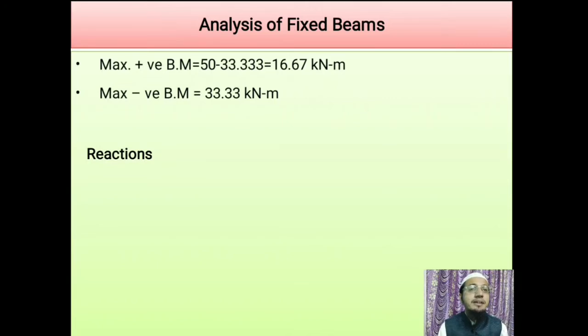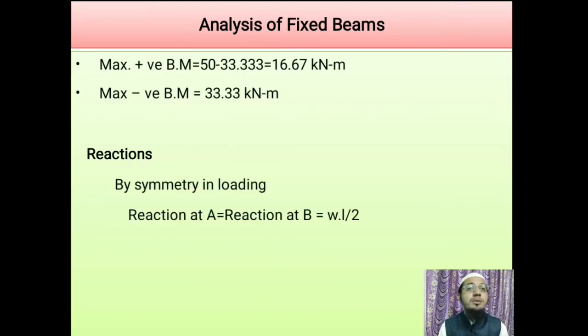So what about the reaction? Again, due to symmetry, the support reactions will be equal, or we can say the support reaction at A will equal the support reaction at B, that is of magnitude total load divided by 2, that is WL by 2. So we will get support reaction RA equals RB equals 50 kilonewton. Okay, note it down.